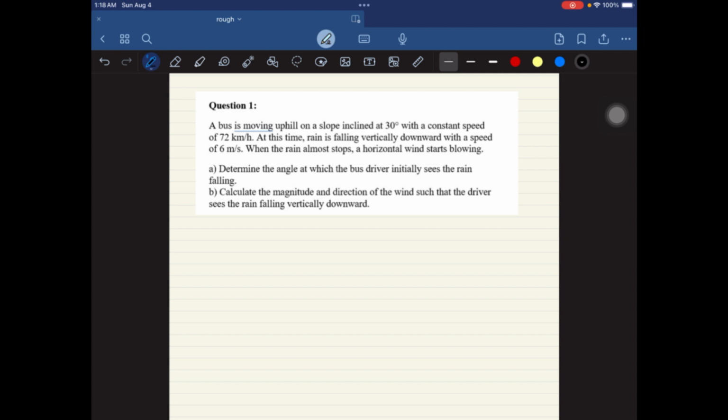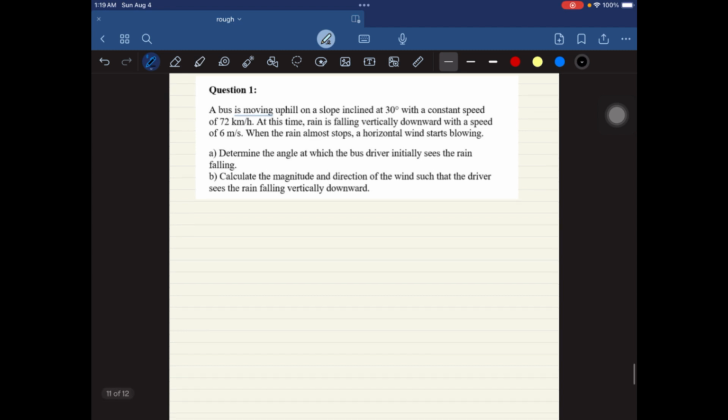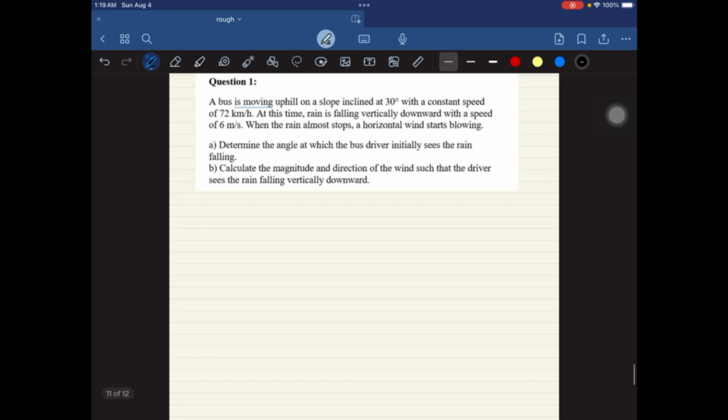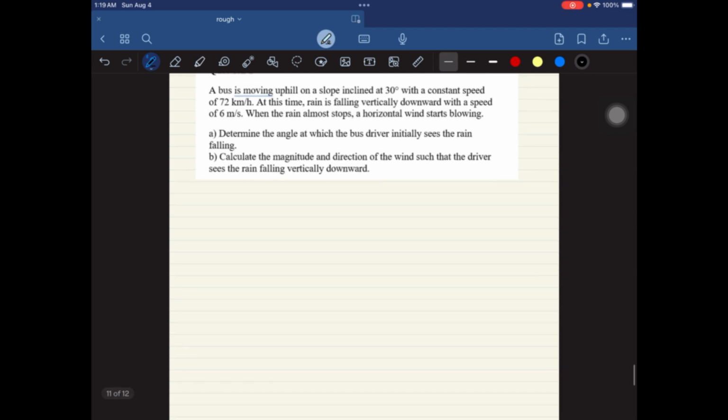So in our first case, we need to determine the angle at which the bus driver initially sees the rain falling, that is, the initial rain falling. So I will draw a figure. The bus is moving uphill on a slope inclined at 30 degrees, with a constant speed of 72 km per hour. So here is the bus.